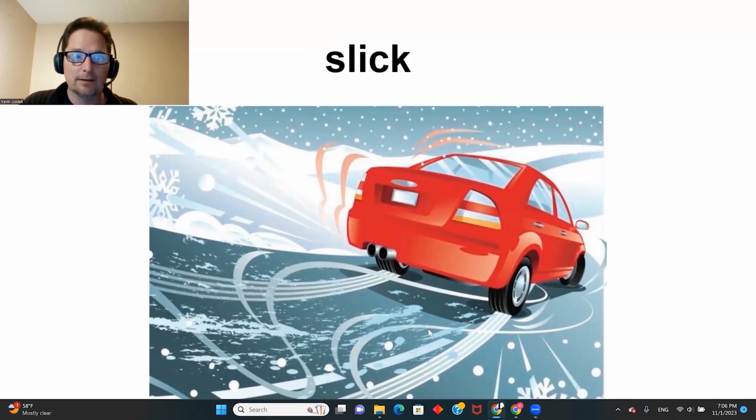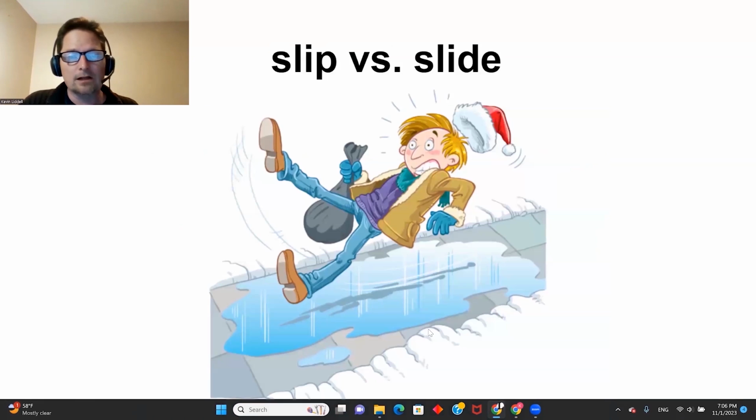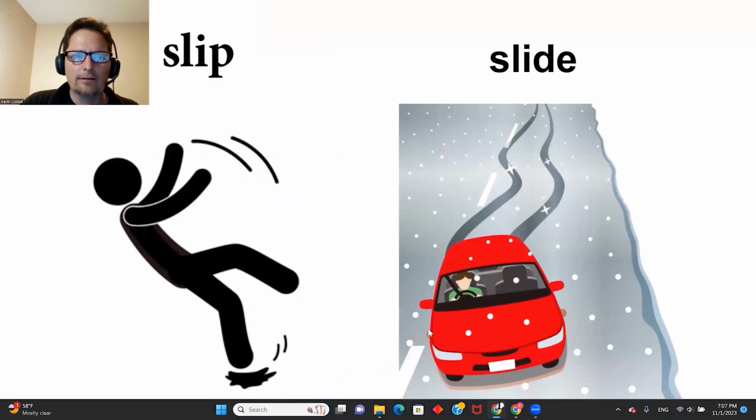It's dangerous out there. Now, let's talk about these two words. These two words are different because they're not adjectives. They're verbs. They're actions. This is what happens when you walk on the ice. You slip, or do you slide? They're different. We use the word slip when you walk on the ice. Why? Because slip is when you talk about a short distance.